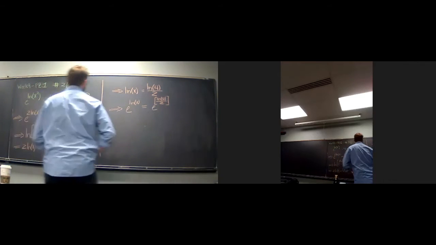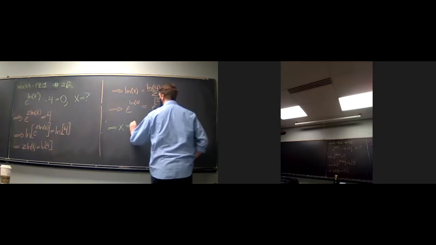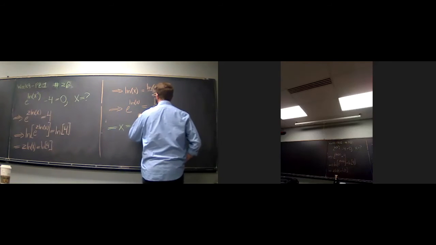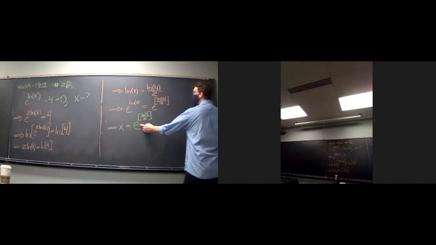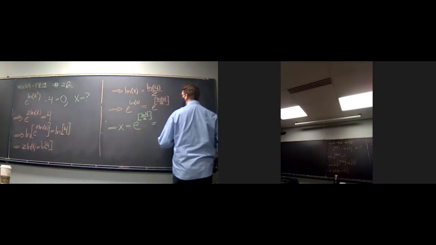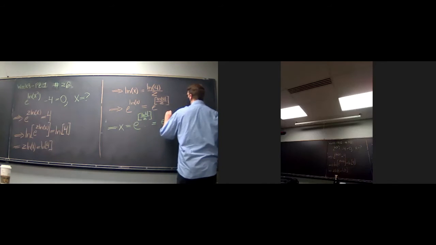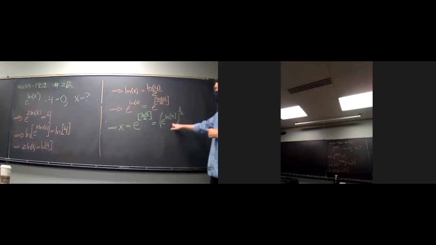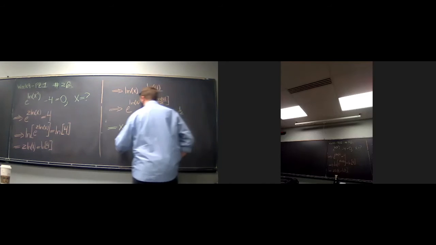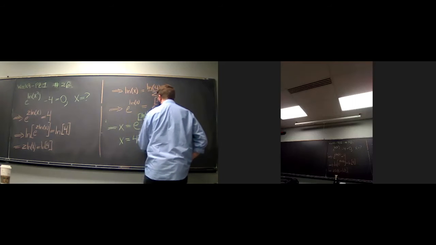So now, this is going to come out to be x is equal to e raised to the ln of 4 over 2. But hey, this exponent, we could, if we wanted to, rewrite it as e to the ln of 4 all raised to the 1/2, right? And that's going to evaluate out to be 4 to the 1/2 power, or just 2.